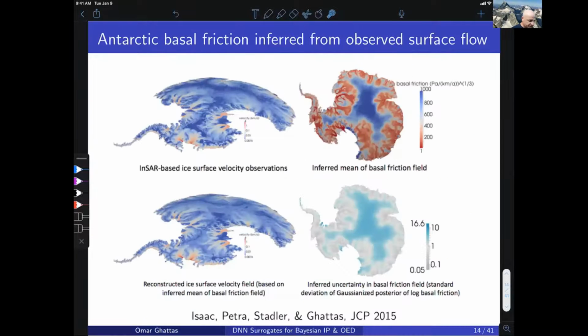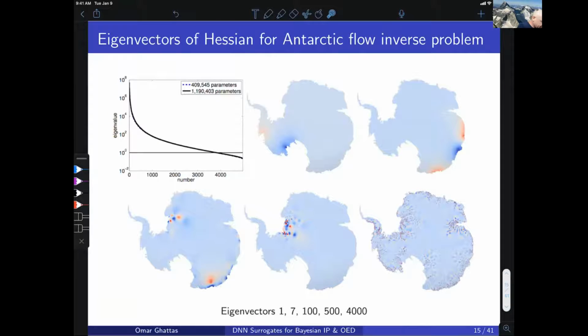So this Antarctica example. These are the eigenvalues of the Gauss-Newton Hessian, and this is actually for two meshes, one with about 400,000 parameters, one refined with about 1.2 million parameters. The spectra lie on top of each other, which indicates that the data provide a finite amount of information about the parameters that's captured through this Gauss-Newton Hessian. If you refine further and increase the dimension of the parameter space, you will not extract any more information from the data.